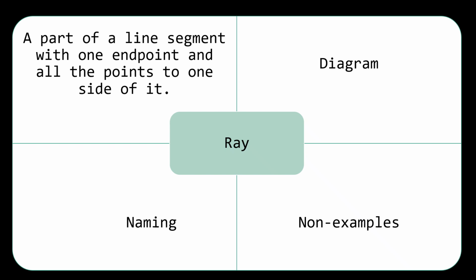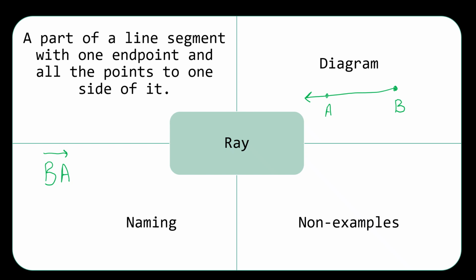A ray is a part of a line with one endpoint and all the points to one side of it. So a diagram of a ray would be like, here's an endpoint, let's call that B, and then all the points to one side of that. Usually we need another point on the line in order to name it. The one that I just drew, if I were going to name it, would be called BA with an arrow on top with only one pointer on the arrow.